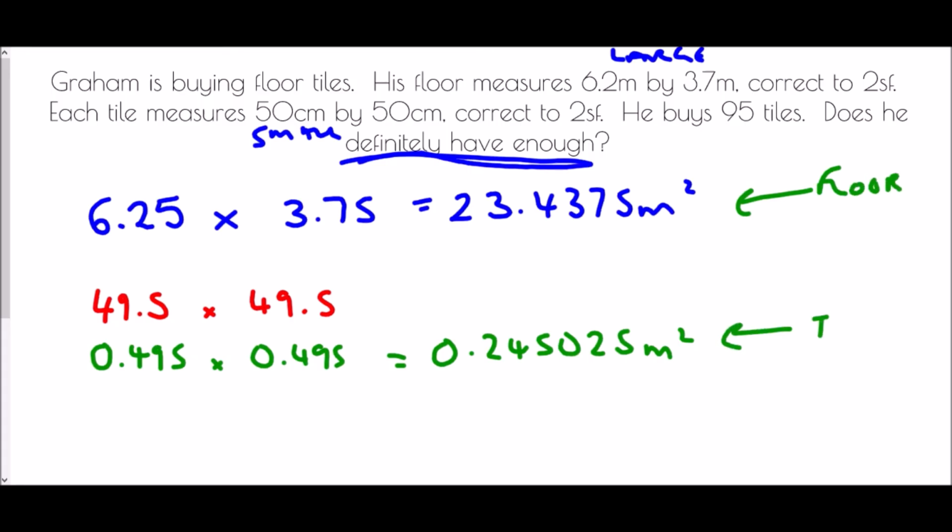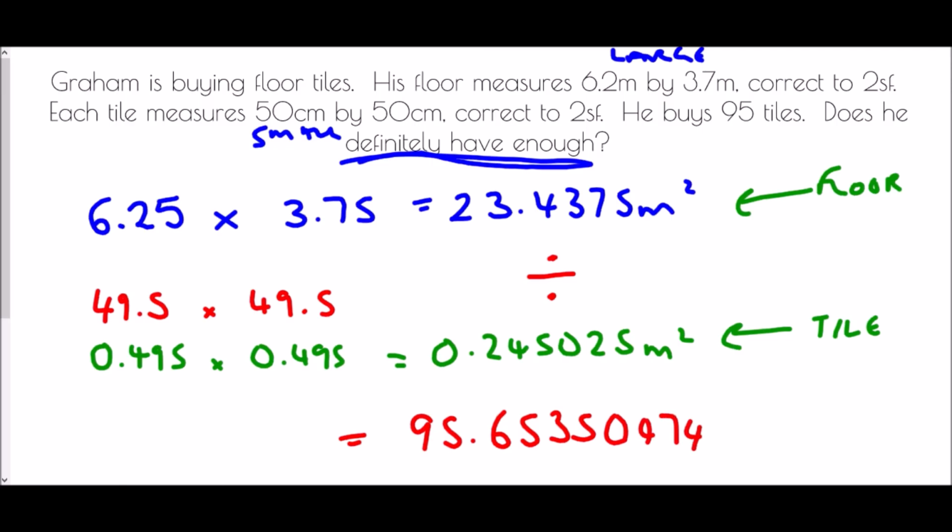So this is the floor, this is the tile. How would I work out how many tiles are required? Well, it is very simple. I just need to divide the area of the floor by the area of the tile. And so I'm just going to divide those two numbers together and see what answer comes out. So 23.4375 divided by my answer is 95.65350474.